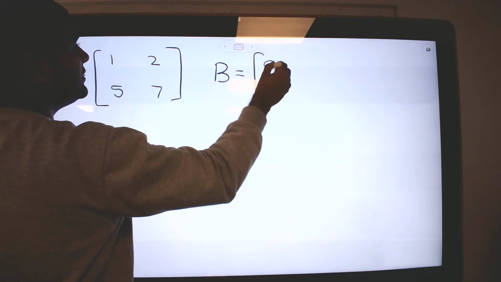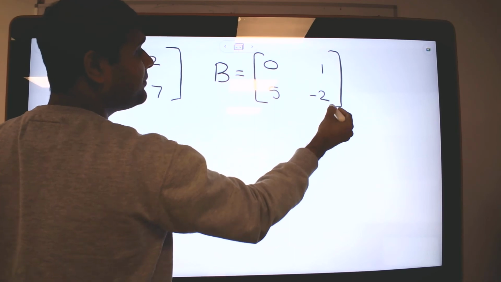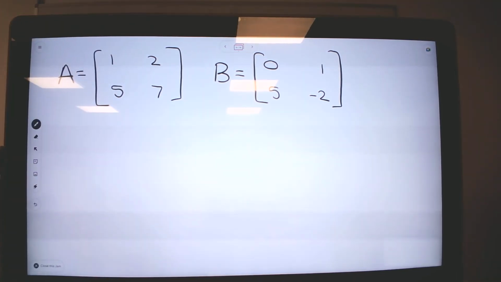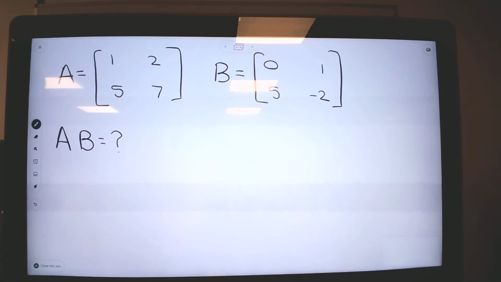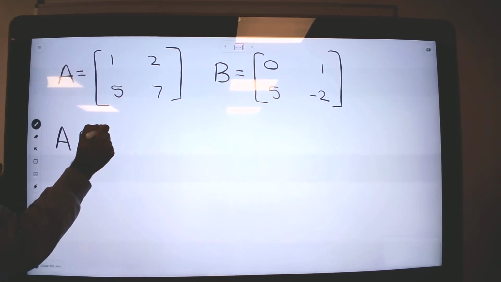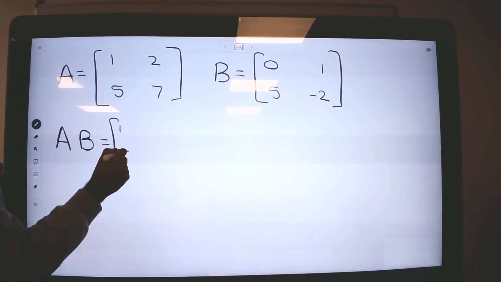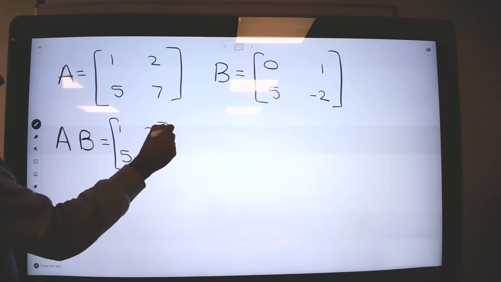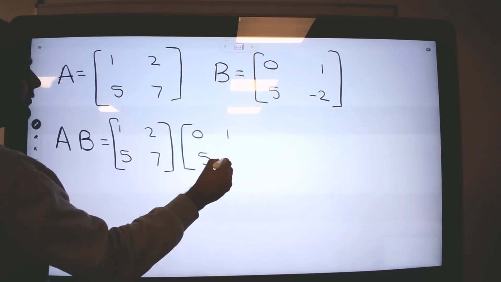Which is 0, 1, 5, minus 2. And I want to do A cross B. I want to find the matrix AB. To find the matrix A cross B, or matrix AB, let's write it down. 1, 2, 5, 7. And the other one is 0, 1, 5, minus 2.